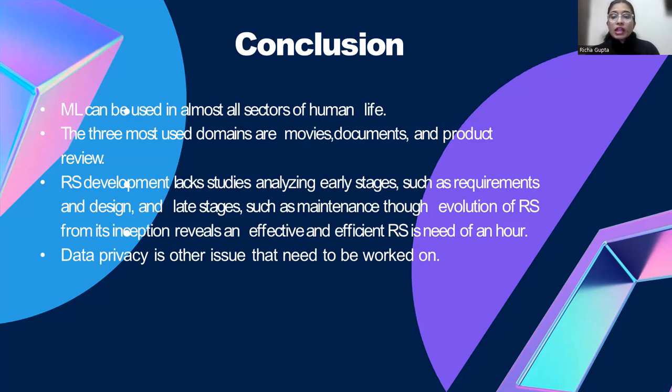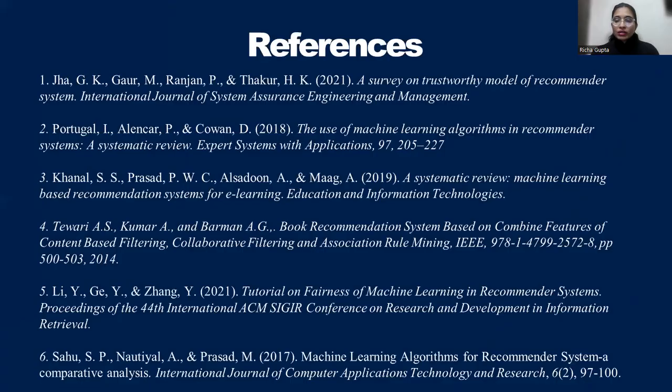Last but not least, data privacy. Data privacy is a very important issue to be addressed in recommendation systems, because to develop a recommendation system, we consider users' data and users' choices. So that needs to be guarded well to develop a trusted recommendation system, and we can have full faith and trust in any online store we are visiting. So on this note, I conclude my talk.